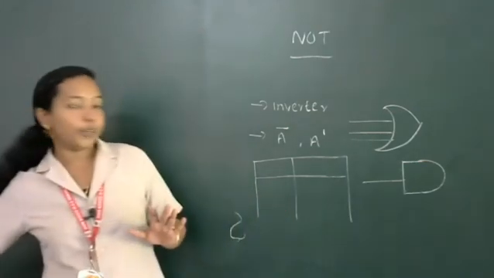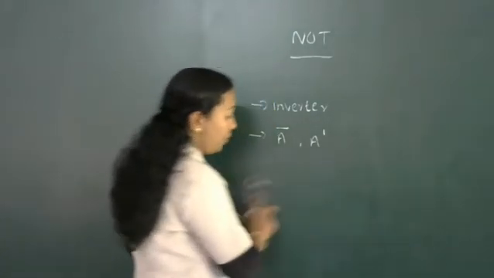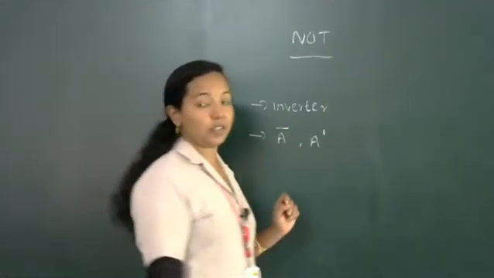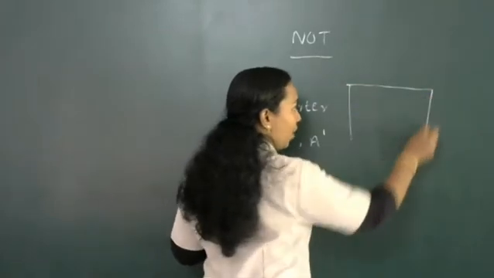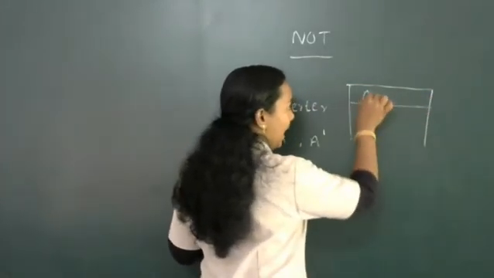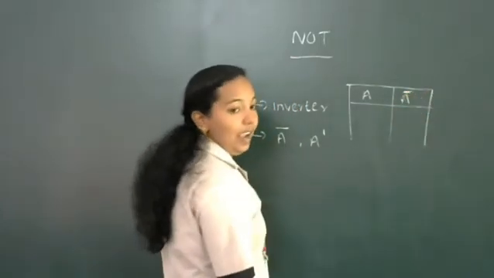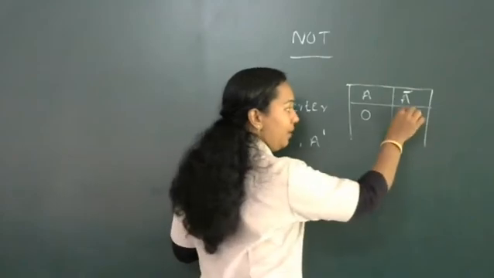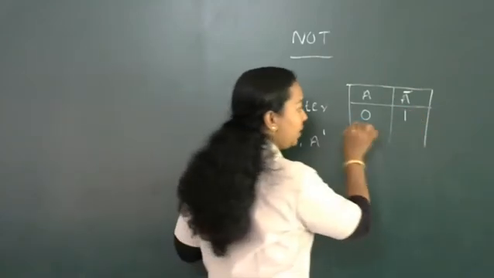So the truth table will be like that. In the AND operation and also the OR operation, we draw two input columns. But in the NOT gate, we use a single column: A and its complement, A complement. If A is equal to 0, then its complement will be 1.